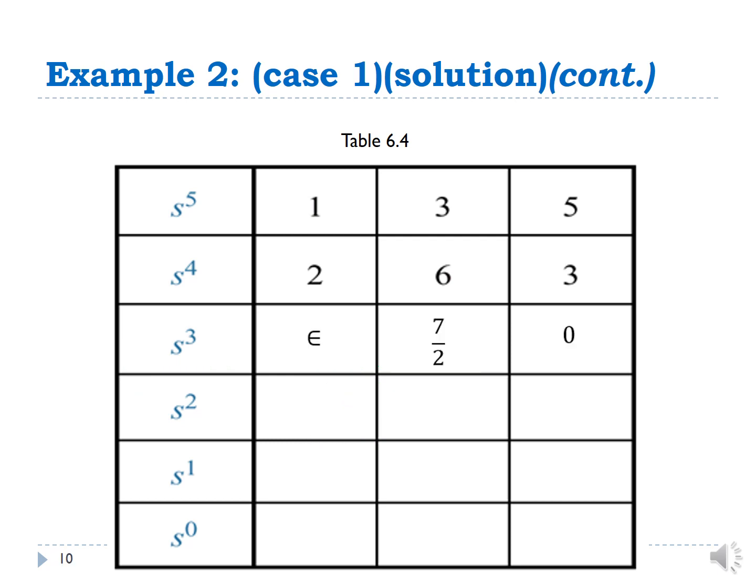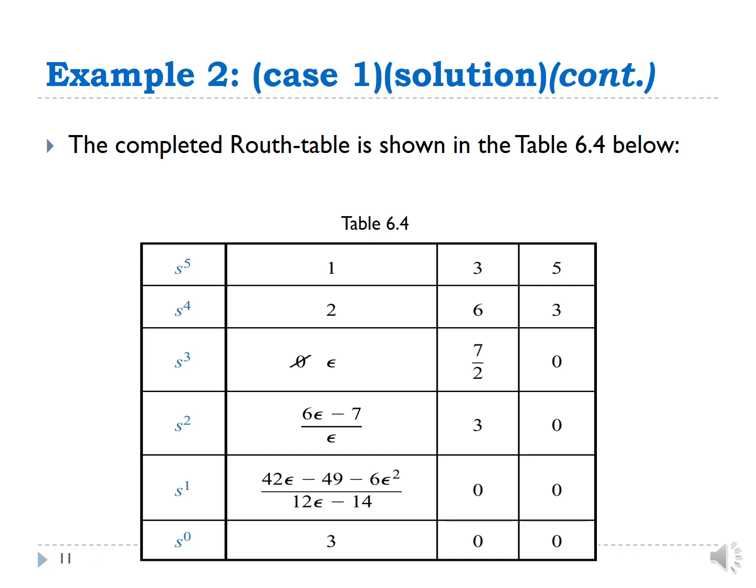We already replaced the 0 in the s power of 3 row with epsilon. Again, what should we do now? The next step is completing the table as usual. We now have the completed root table for example 2 using the epsilon value.